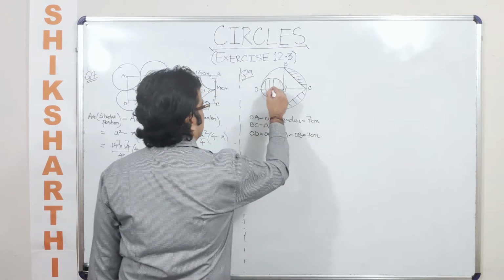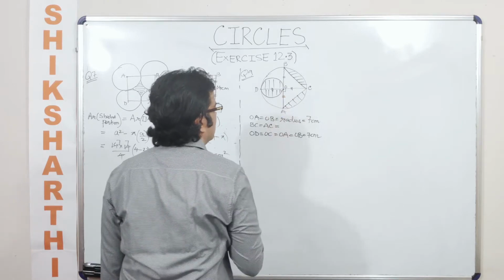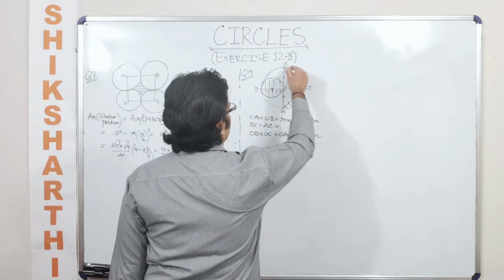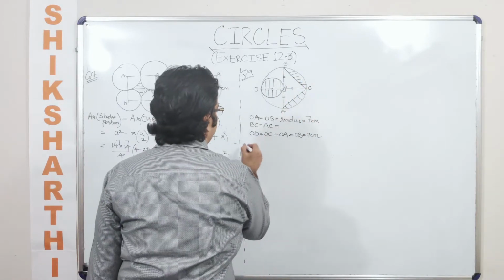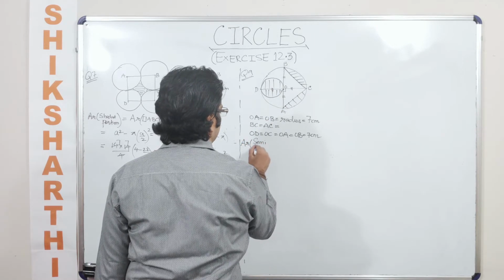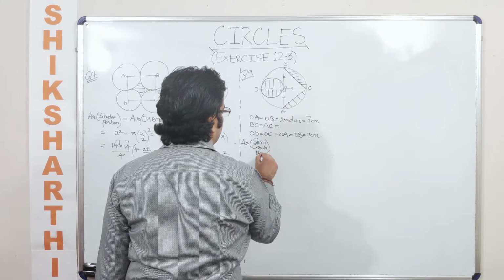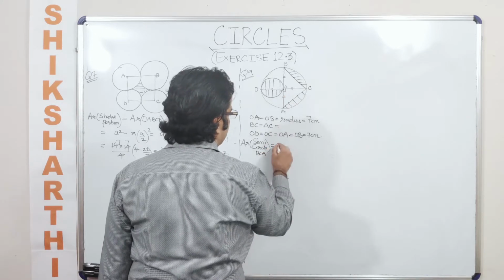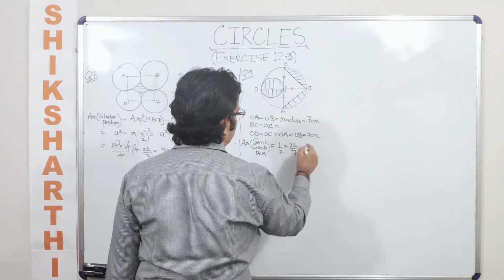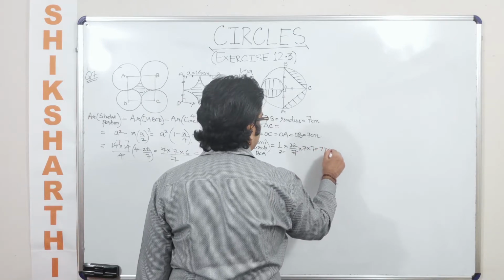Now once you know this, can we say this? Of course we can. So here what we can do is, let us talk about the semicircle BCA. Let us find out the area of the semicircle. Can we say that the area of the semicircle BCA is equal to half into pi into r square? So we know that the radius is 7, so half into 22 by 7 into 7 into 7, and we get this as 77 centimeter square.